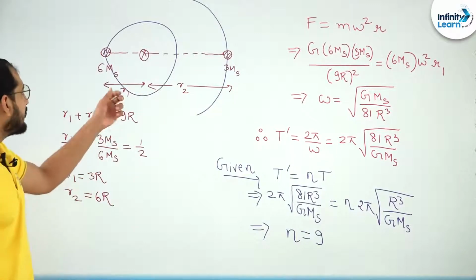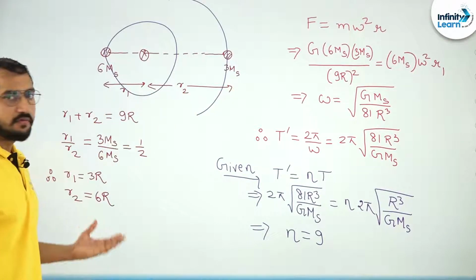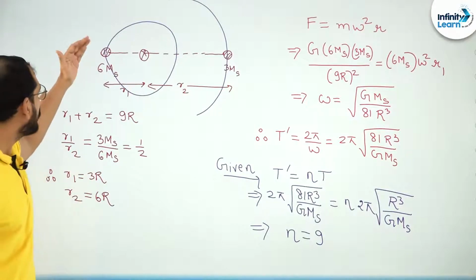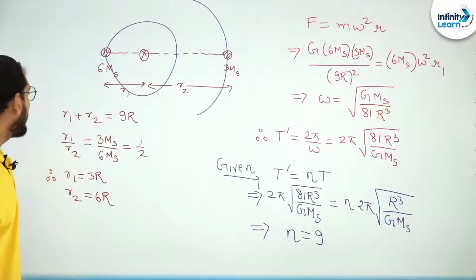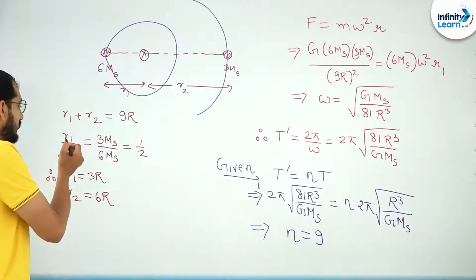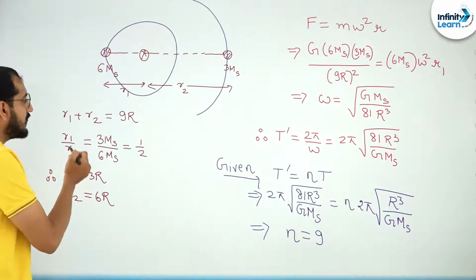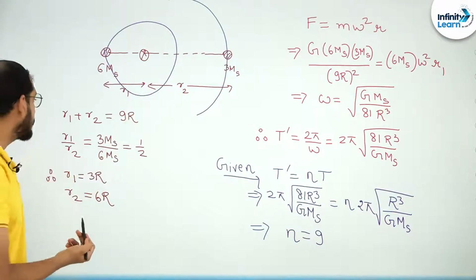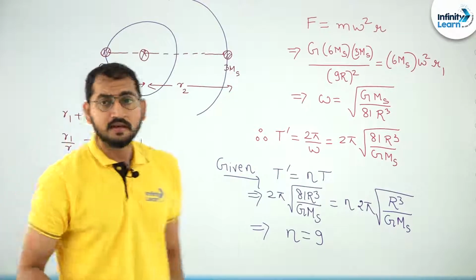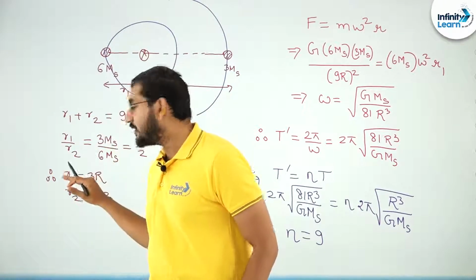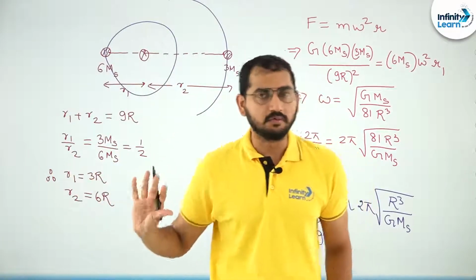So how to calculate this r1 and r2? Very simple concept. It is given in the question that the distance between both the stars is equal to 9r, and because these two, r1 and r2, are inversely proportional to the masses, the ratio of r1 and r2 will come out to be equal to 1/2. Now solving these two equations, I will get the values of r1 and r2.